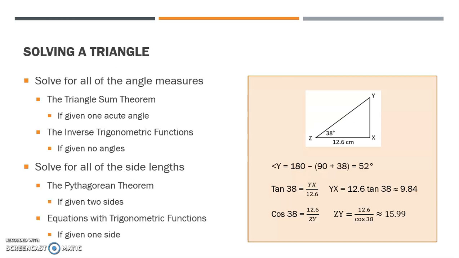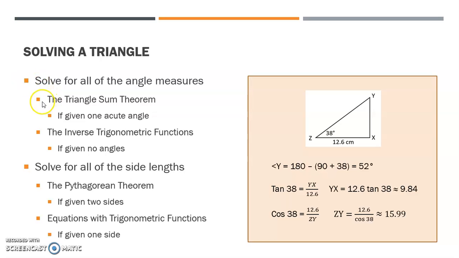We can use what we just learned to solve a triangle. Solving a triangle means that you solve for all of the angle measures and all of the side measures. So you find every single measurement for the triangle. At the end of this, you should have 3 angle measures listed and 3 side lengths listed. Now, I gave you some strategies here.